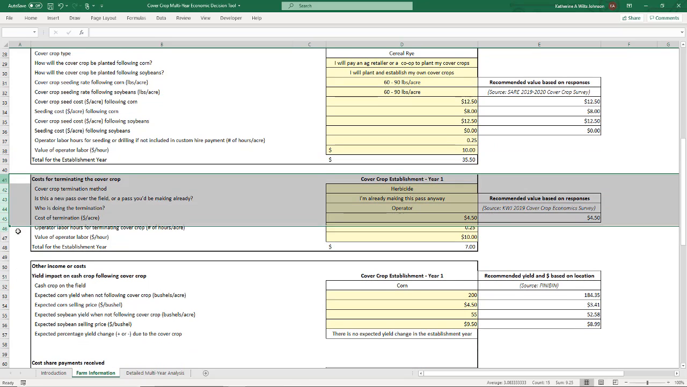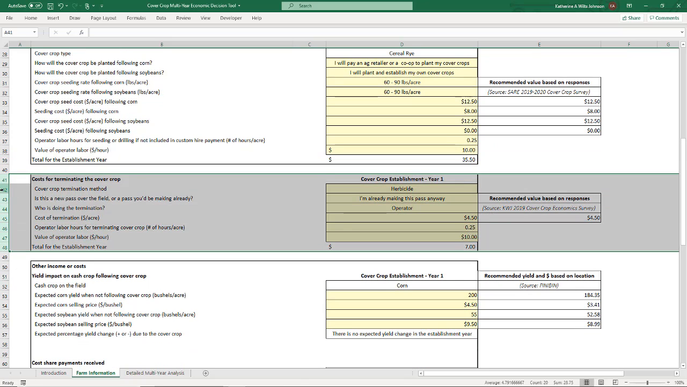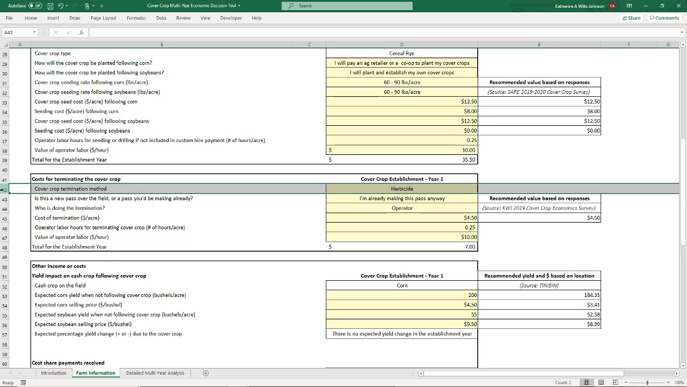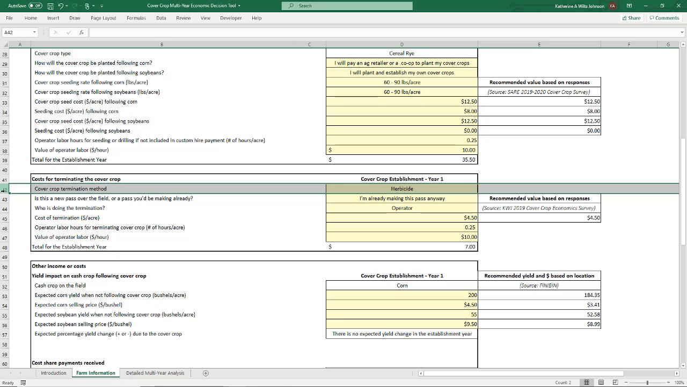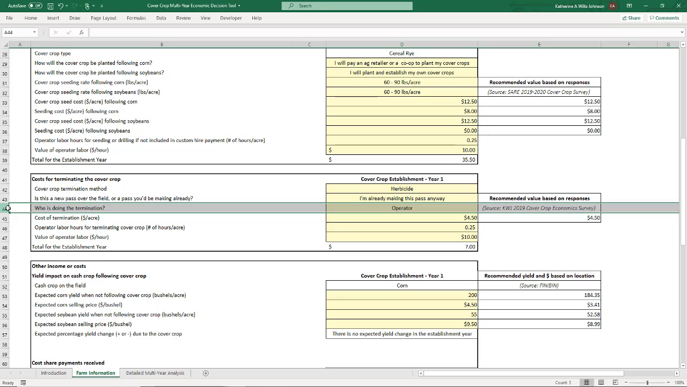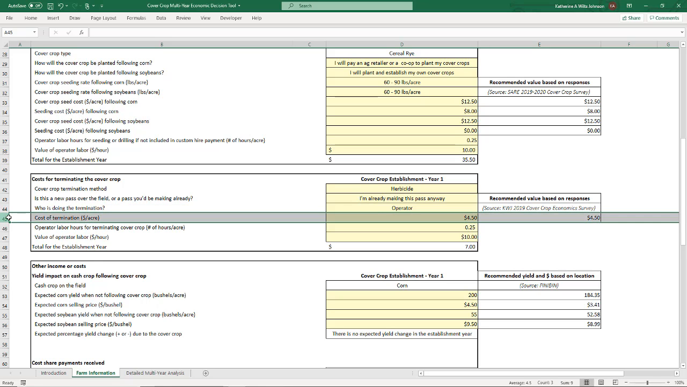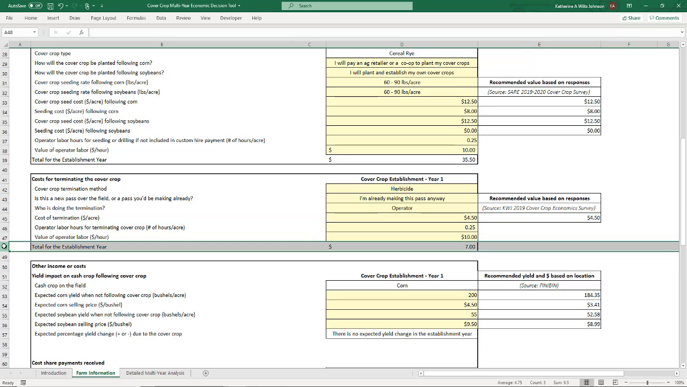Now let's look at the termination. They're planning on using a herbicide to terminate their cover crop, and they're doing this in a pass that they're already planning to make. For example, if they're already making a pre-soybean herbicide pass, they're just going to add some extra herbicide into that pass to kill off the cover crop. And they are doing this themselves rather than hiring it done. So the cost of termination is going to be $4.50 for that extra herbicide, plus the cost of labor for a total of $7 per acre.